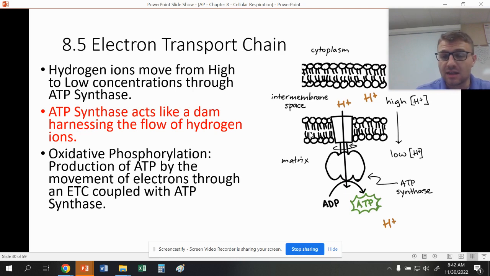So without the electron transport chain, this would not turn, this would not create that concentration gradient, and we would not see this type of ATP production. So this is a little bit different. It's going to use that electron transport chain to create the ATP in this case.